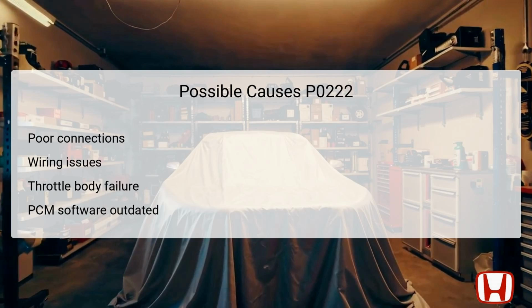Throttle body failure is another potential cause, as a malfunctioning throttle assembly could send incorrect feedback to the PCM. Finally, if the PCM software is outdated, it may not properly interpret signals, requiring an update or replacement. It's crucial to diagnose these possibilities systematically to accurately resolve the issue.